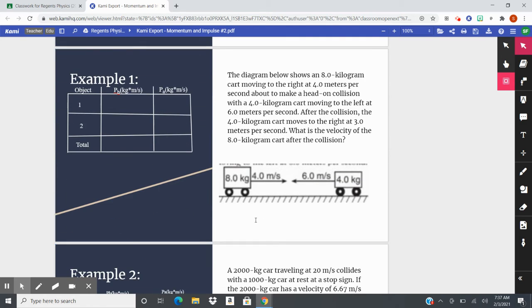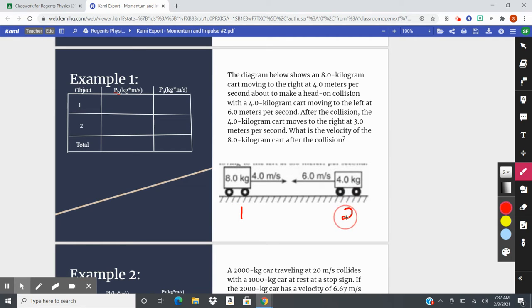Example number 1 says the diagram below shows an object of 8 kilograms moving to the right at 4 meters per second. It makes a head-on collision with a 4 kilogram cart moving to the left at 6 meters per second. After the collision, the 4 kilogram cart moves to the right at 3 meters per second. What is the velocity of the 8 kilogram cart after the collision? Well, first things first, I'm going to make this object number 1, this cart object number 2. Now we can go into our chart.